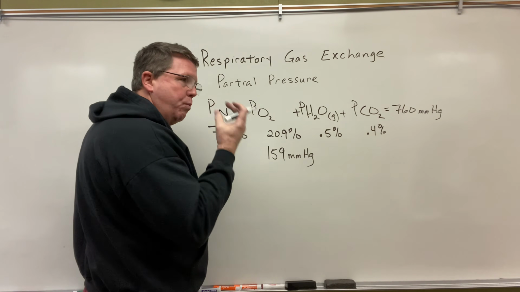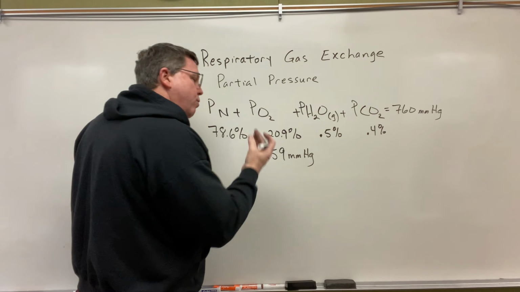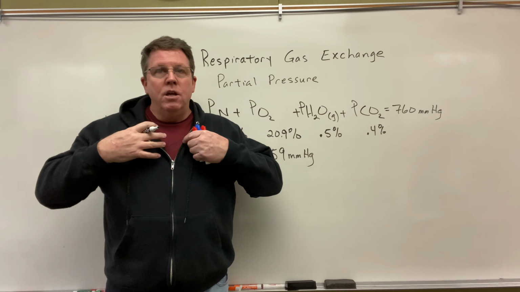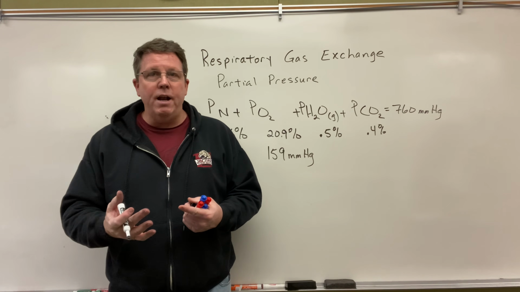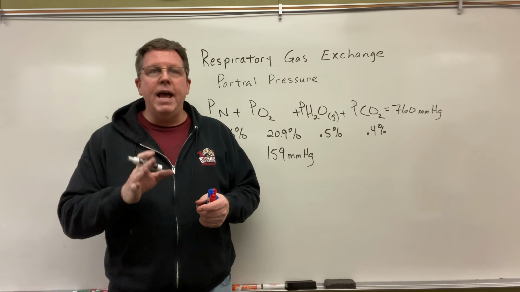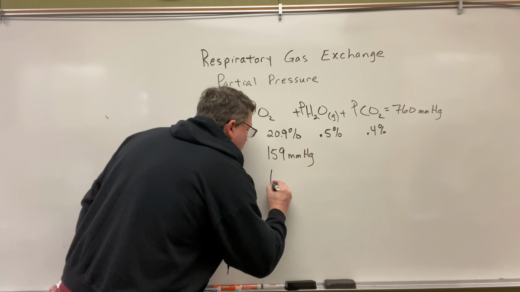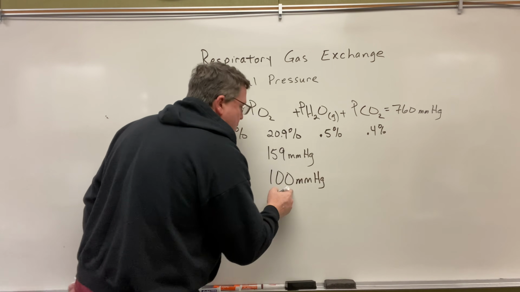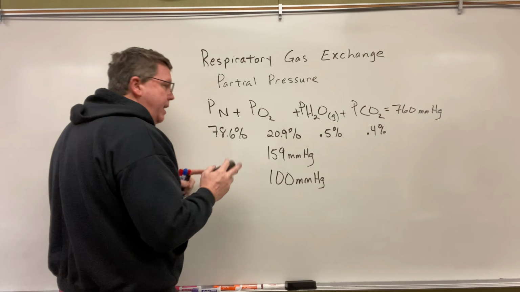Now, when we breathe this in, it becomes wet because our nose is moist and our mouth is moist. And then not all of the oxygen is going to make it all the way down into the alveoli. It's going to lose some pressure there, especially because some of it mixes with carbon dioxide in the alveoli. So by the time it gets to the alveoli, this pressure has actually become 100 millimeters of mercury. This is the one we're interested in, so let's go ahead and take a look at that.